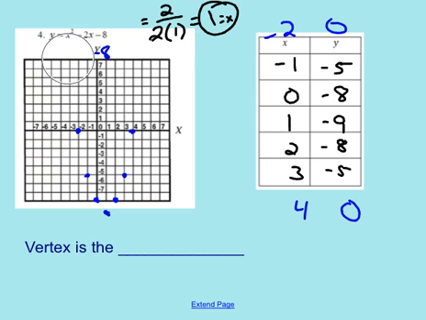I'm going to have some fun. -3 squared is 9 plus 6 minus 8. That's 15 minus 8 is 7. So I'm going to know it's up here. Well, then if -3 is 7, 5 has to be 7. So I'm going to go 5 up to 7.